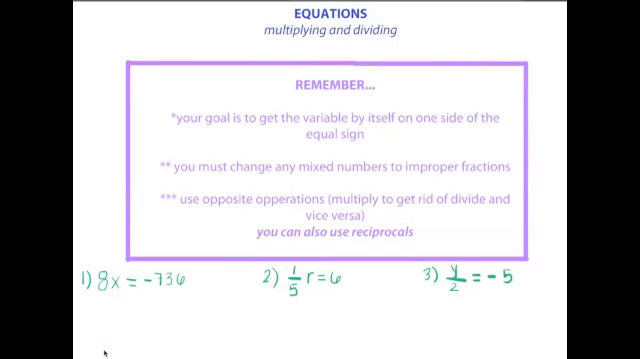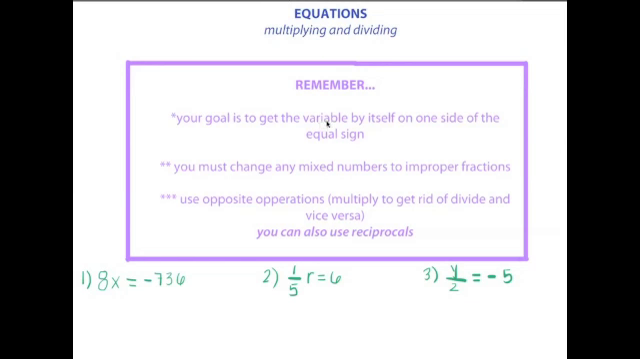So yesterday we looked at adding and subtracting to solve equations, and today I want to finish that off by showing you how to solve equations by multiplying and dividing. And just to review, remember our goal is to get the variable or the letter by itself on one side of the equal sign.